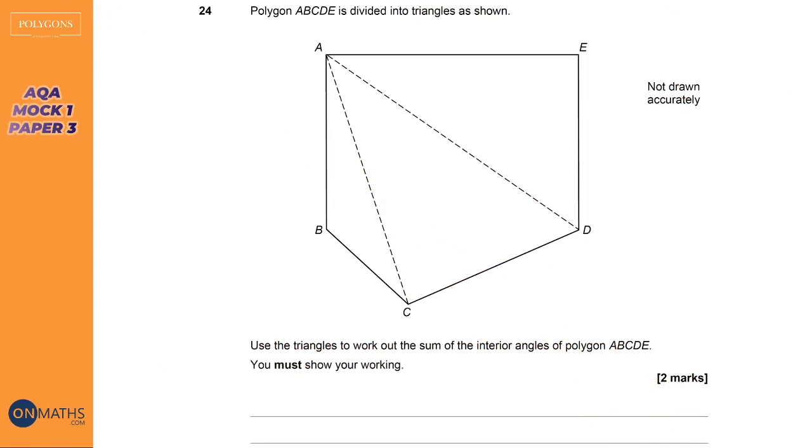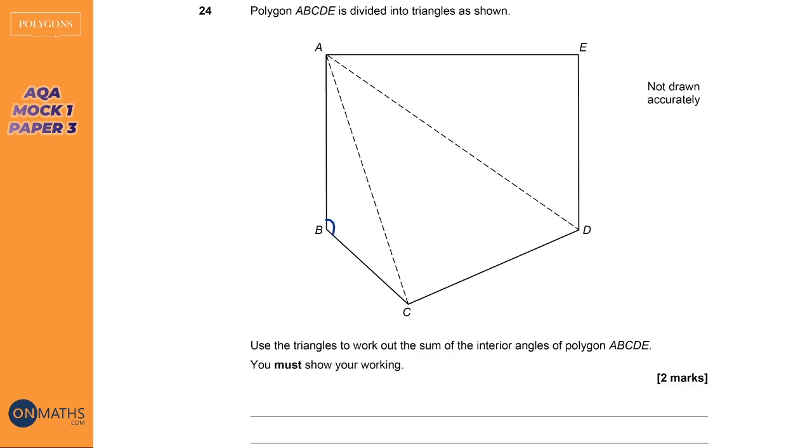We'll start with the AQA practice mock paper, because I couldn't find a decent question in the last 4 exams that they've released. So, we've got a polygon here. It doesn't name it, although it's got 5 sides, so it's a pentagon. And they've chopped it up into triangles, and it's asked us to work out the sum of the interior angles.